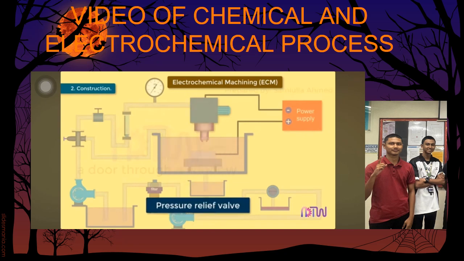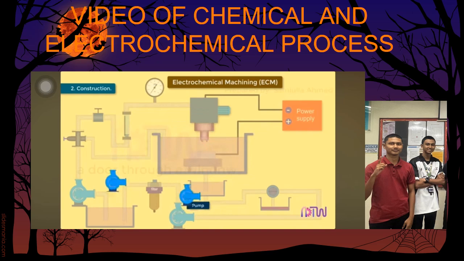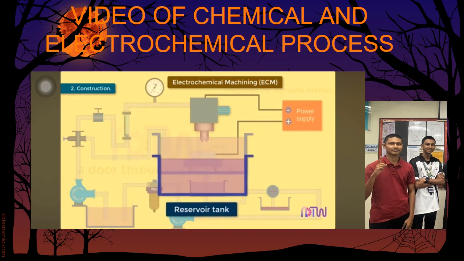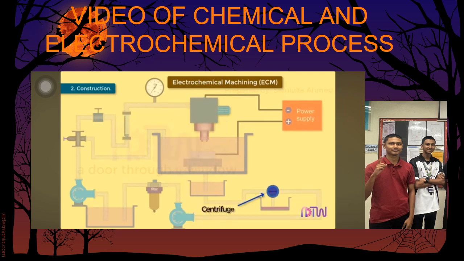electrolyte to the tank. Pump. Pump helps in circulating the electrolyte. Reservoir tank. Stores the electrolyte. Filter. It helps in filtering the impurities present in the electrolyte which may choke the supply lines. Centrifuge. It helps in separating the sludge from the electrolyte. Sludge container. Stores the sludge produced during the machining process.